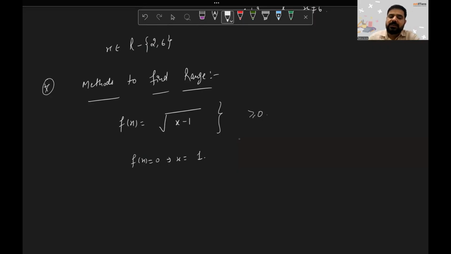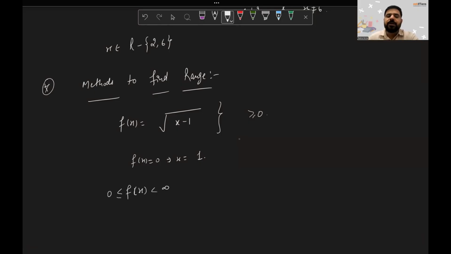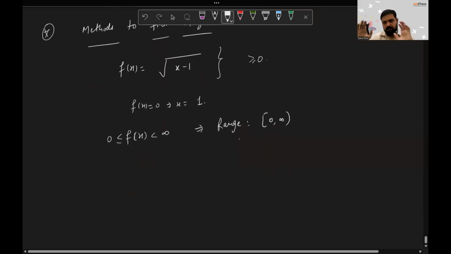So what I can say is the range of this is going to be, f of x will be greater than equal to 0 and less than infinity. Because if I take 1 million, so 1 million minus 1 and root of that, likewise the value will be progressing. This will tell us that the range is going to be from 0 closed bracket to infinity open bracket.